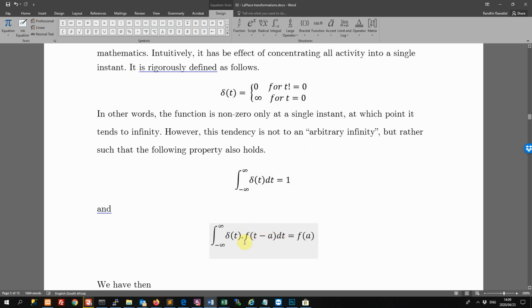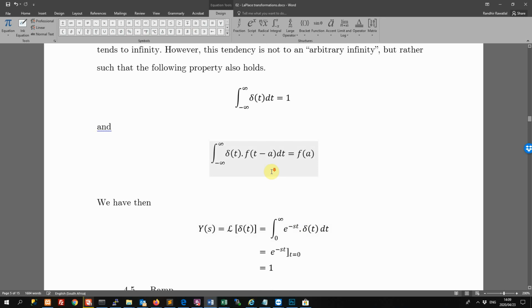So let's say function f was a function of time, and then let's say we shifted that time by an amount a. Then if we graph function f of t and shift it by an amount a, and then we multiply by the Dirac delta function, this function is going to zero out all values of f except for the value at t equals 0. And so when we integrate over that function, the only surviving value is going to be f of a.